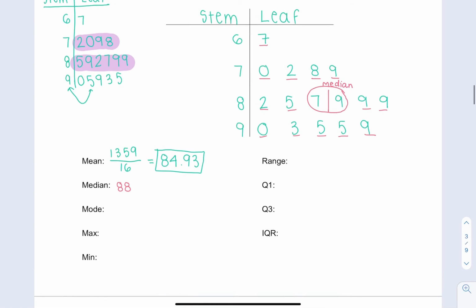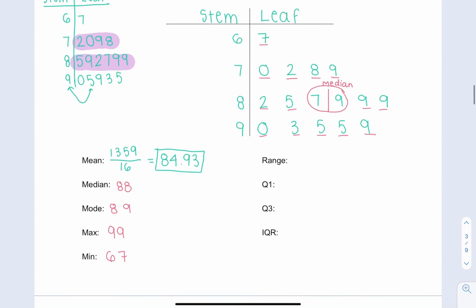Next up, I look for mode. Which number occurs most often? So it's a little easy for me to see. I've got these 9s in the same row. They all represent the same number, which is not 9, it is 89. And my maximum is this number way at the top, which is 99. My minimum is the number at the bottom, or really at the top of the chart, I guess, which is 67. My range, I take my max minus min, so 99 minus 67, and I end up with 32.